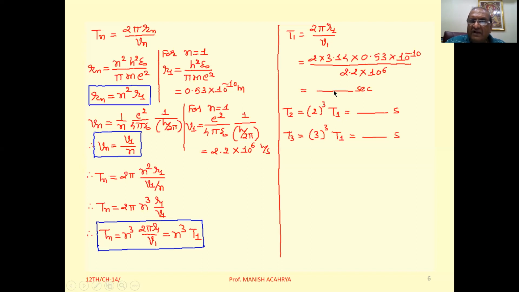So take this value of T1 here, multiply it by 8, you will get periodic time in second orbit. Then take n equal to 3. So 3 cube into T1. So this one 27. Take the value of T1 from this calculated one and you will get the periodic time in third orbit. Clear to all of you?